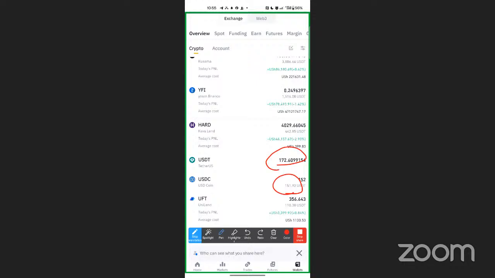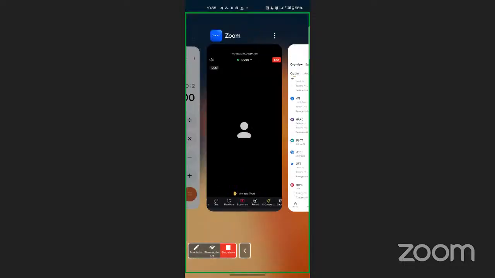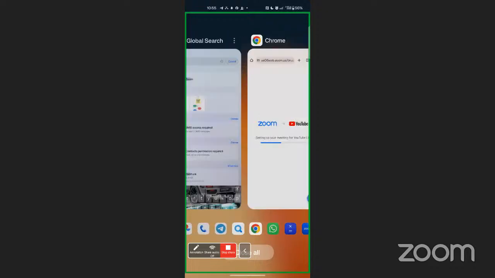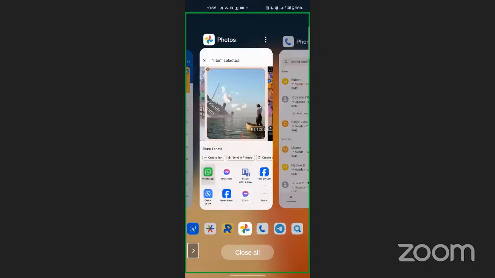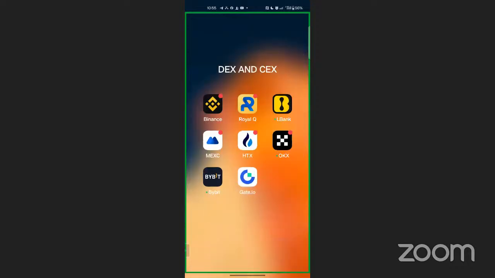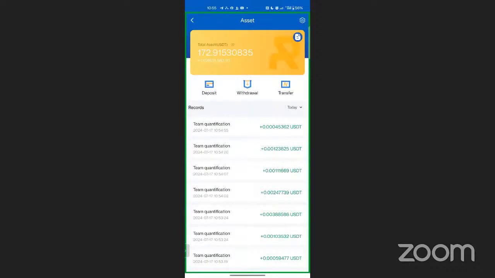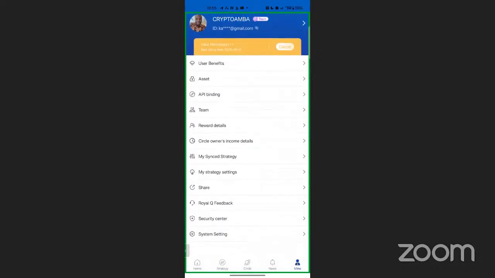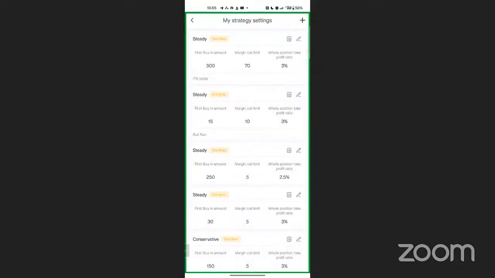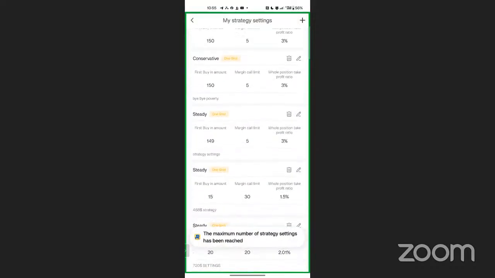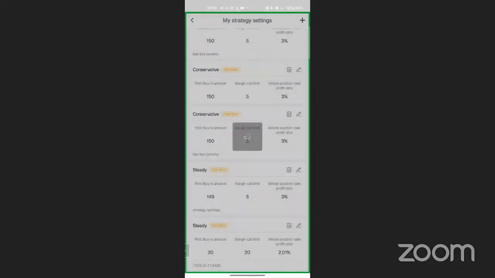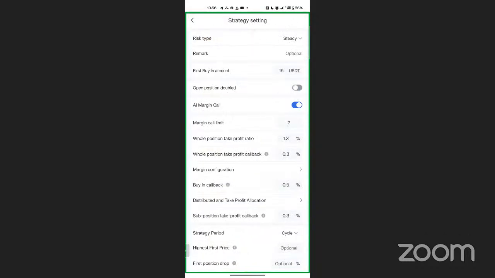Now let me say I want to trade using this capital in USDC. So I come here in Royalq. Where is my Royalq robot? Now let me set a strategy of $150. So I will come here, tap on the plus sign. The strategies are many, so I will delete one. So 150.